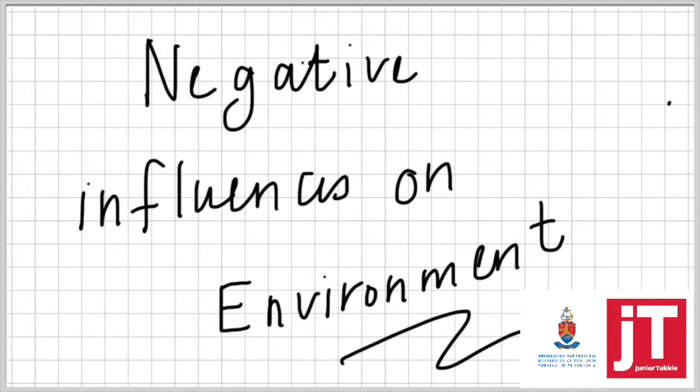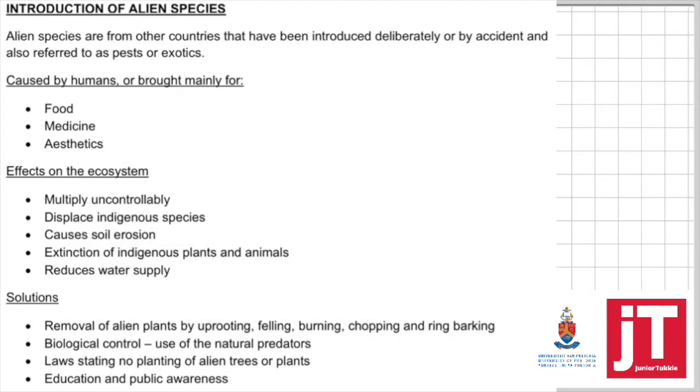This is a theory video, and this video is based on the negative influences on the environment. In this video, I'll just be explaining the notes that you will see displayed. Now, this is a very important section. You need to have some general knowledge on how humans are negatively influencing the environment. And this is something important you need to know for grade 11 as well. So you have to have some background knowledge. And if you don't have that knowledge, watch the video.